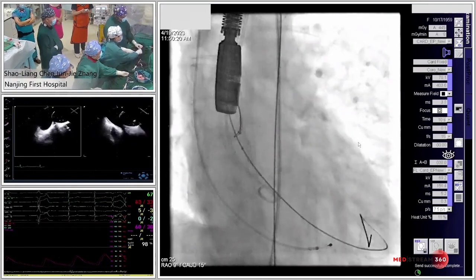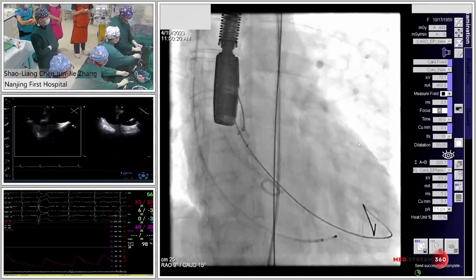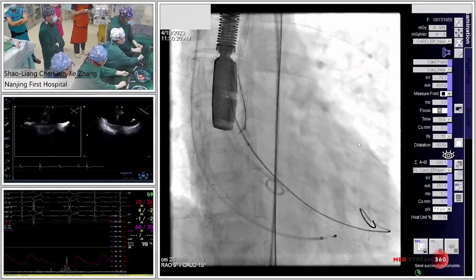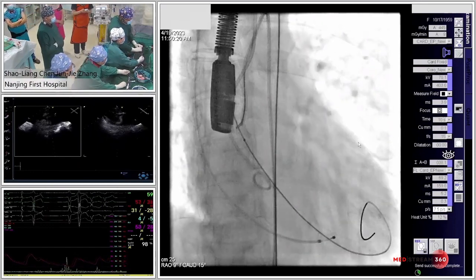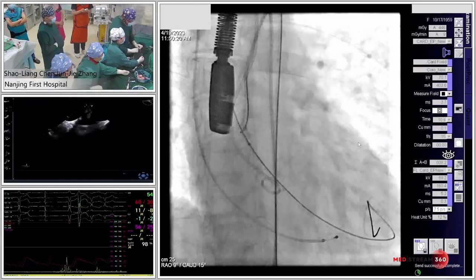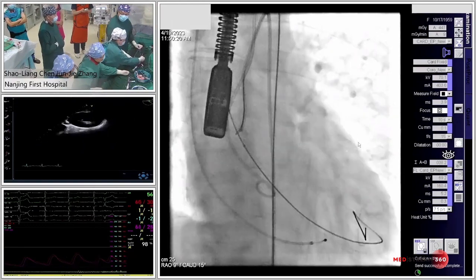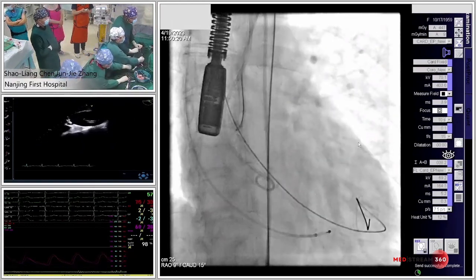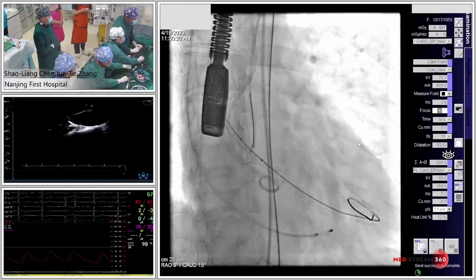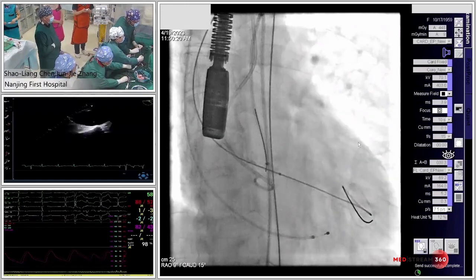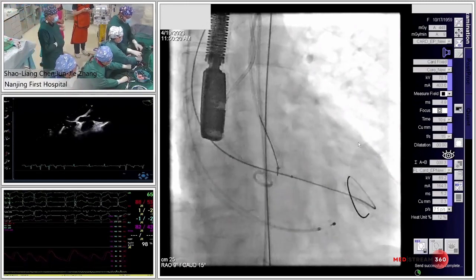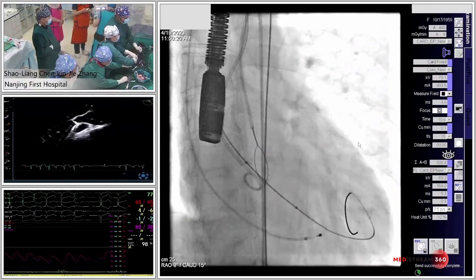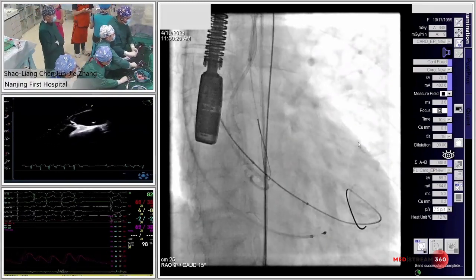Okay, so at this time, because you see the angle is quite large, you should hold the snare cassette, change the angle, please hold the wire. You see, quite a large angle. Okay, we are successful. Not so easy. Congratulations.